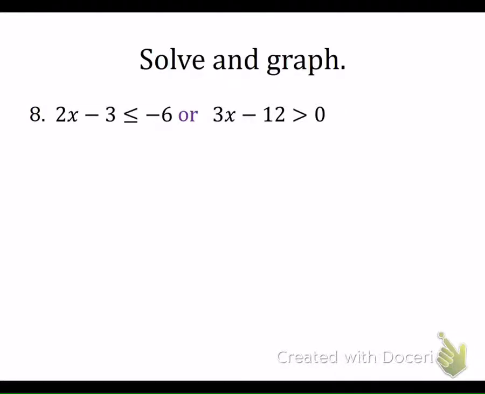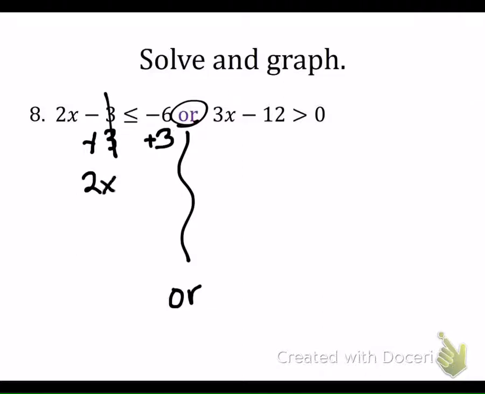Okay, now number 8 is an or problem. Or problems is basically two problems from yesterday written separately. They stay separate and they have the word or in the middle. Okay? So we can do them completely separately. When we get to the bottom, I'm going to write my answer with the word or. How do I do the first one? You add 3 to both sides. So 2x is less than or equal to -3.